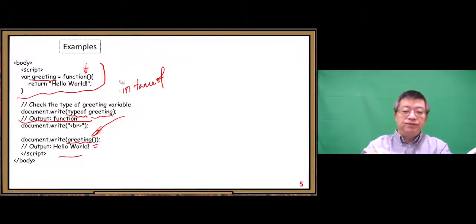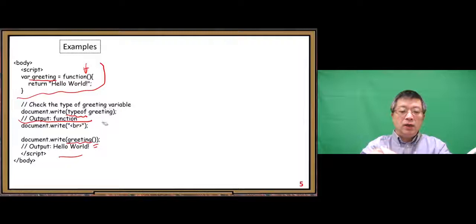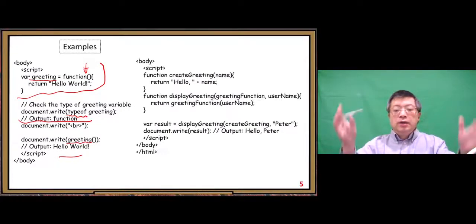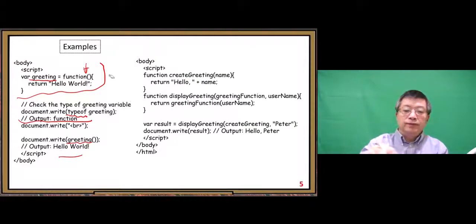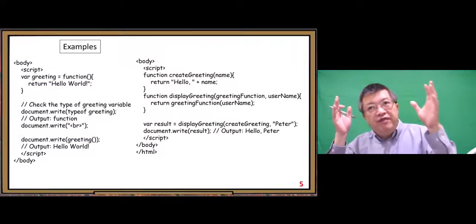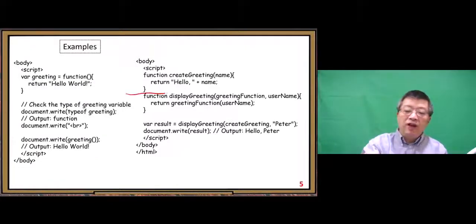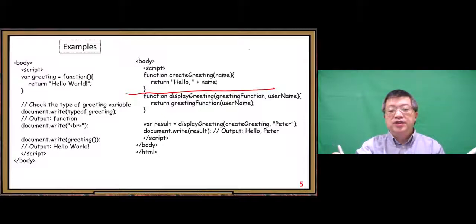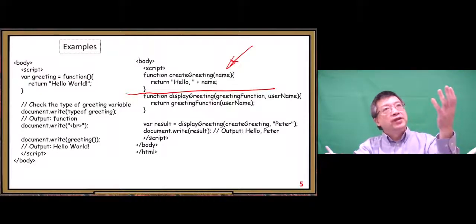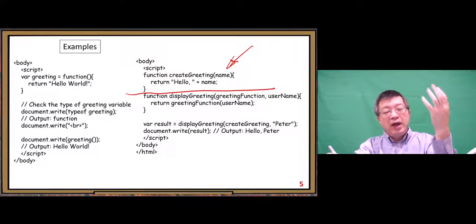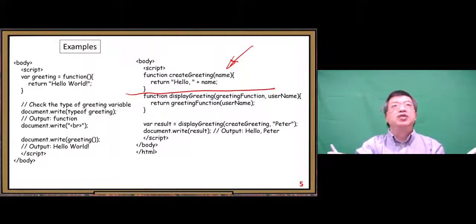The second example. All right. This example. Now we want to use a function as a variable in a different way. First, we define a function. So this is a declaration way, and it is not a function expression way. This is a function declaration way. Okay, declaration way. Okay.